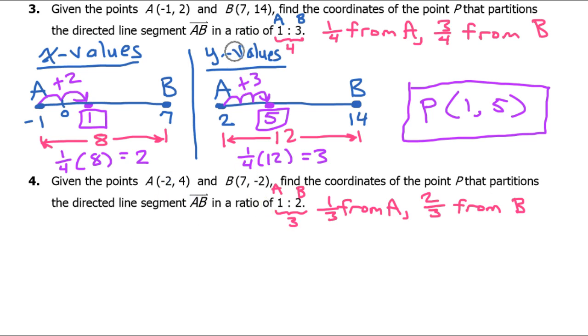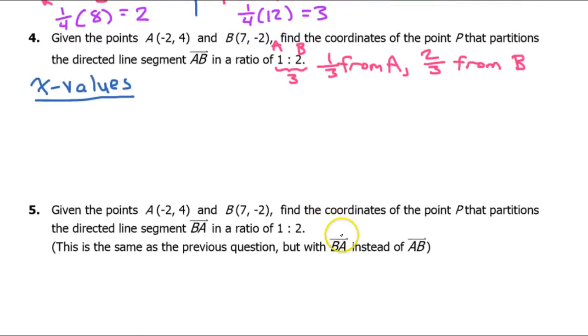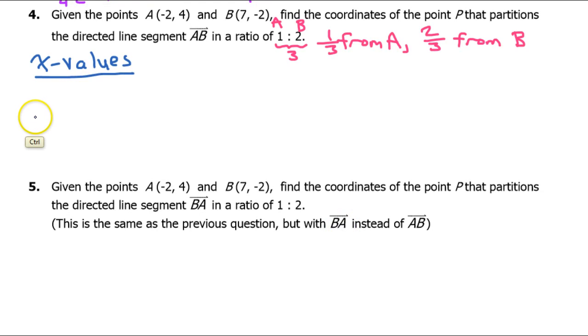Okay, because we have x's and y's, I'm going to have to calculate them separately. So I'm going to do my x values, and then when I'm done with that, then I'll do the y values. Okay, let's go ahead and make a picture for the x values. Okay, my x values are -2 and 7. So I'll put -2 and 7, and that was A, and that was B.